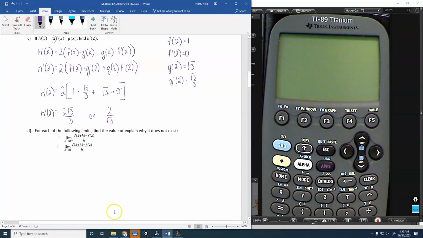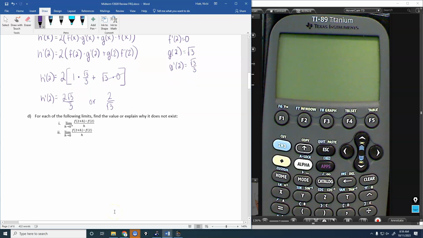D should look familiar to you from yesterday. Here is what D is asking for. F of 2 plus h minus f of 2 over h. That looks an awful lot like my limit definition of a derivative. And actually, there's one other way it might be written. I think yesterday it was written more like this: limit as x approaches 2 from the right of f of x minus f of 2 all over x minus 2. It could be either one of those.